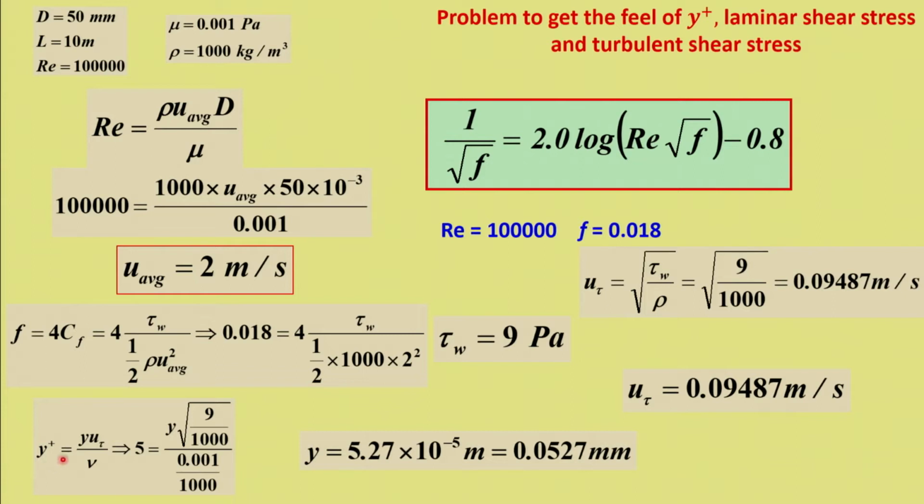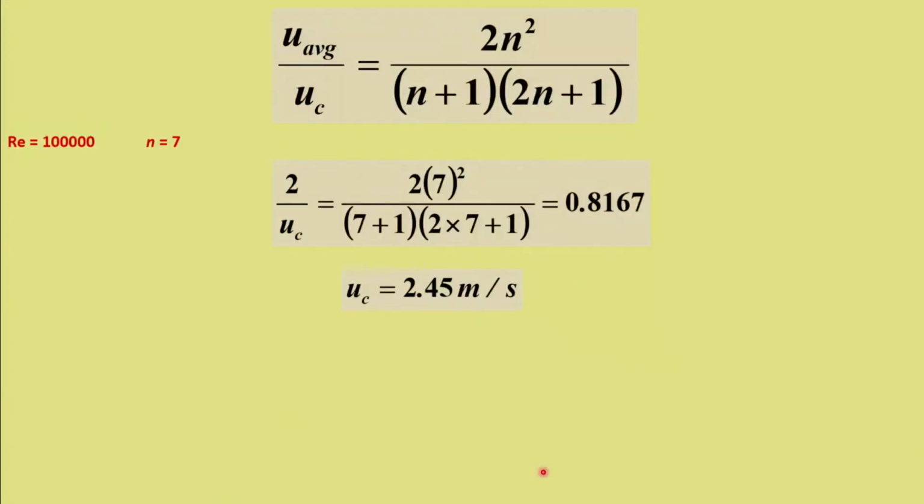If you substitute y plus equal to y U tau by nu, that is 5 equal to y into U tau, with tau wall by rho as 9 by 1000 and nu as 0.001 by 1000, you get y equal to 5.27 into 10 to the power of minus 5 meters, that is 0.0527 mm, which is very small. So it is very easy. The point is, it's very easy to break the viscous sublayer by just making the surface rough.